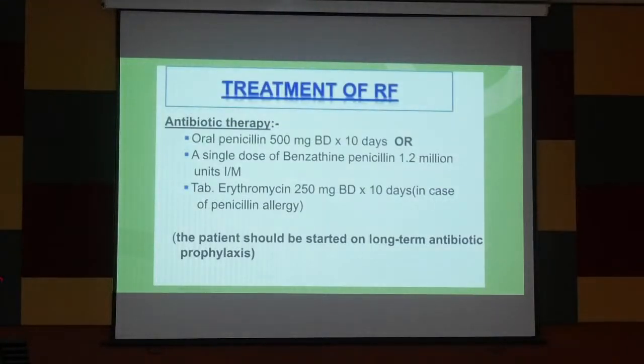So, treatment of rheumatic fever: prevention is better than cure, or destruction of the killer at the very same point of entry at a very early stage. Oral penicillin or injection of benzathine penicillin, IM, very painful to the patient. Benzathine penicillin, intramuscular route; erythromycin tablet can be given, and the patient should be started on long-term antibiotic prophylaxis.